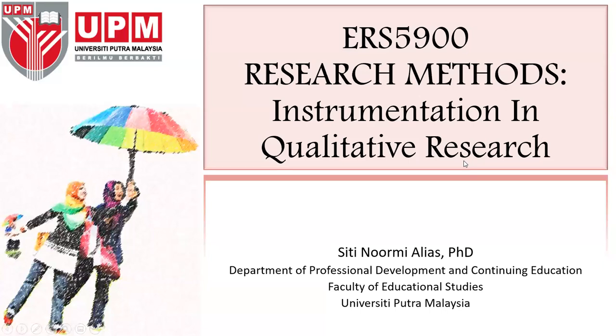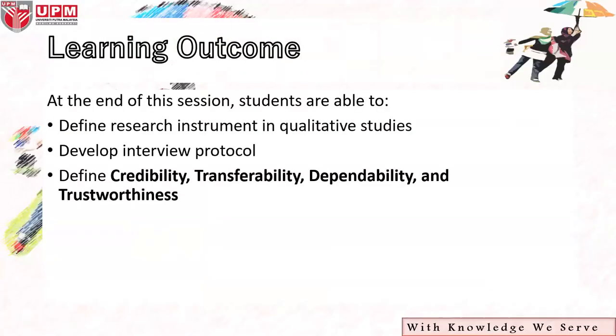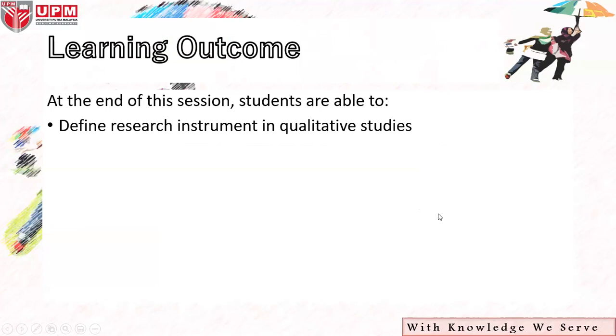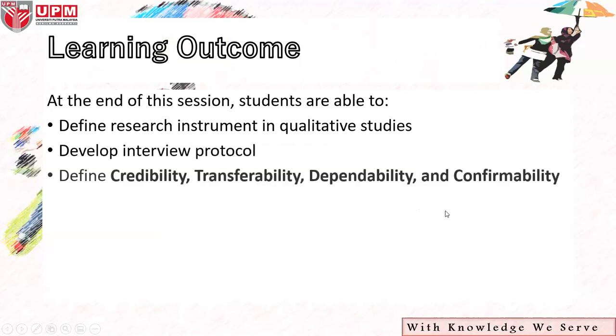Okay, research instrumentation in qualitative research. Tadi kita dah complete on instrument in quanti, now instrument in quali pula. Okay, so this is our LO. There are three LOs. Credibility, transferability, confirmability. At the end of the session, you should be able to define the research instrument in qualitative studies, and then develop interview protocol, hopefully. Then define credibility, transferability, dependability, and confirmability in qualitative study.